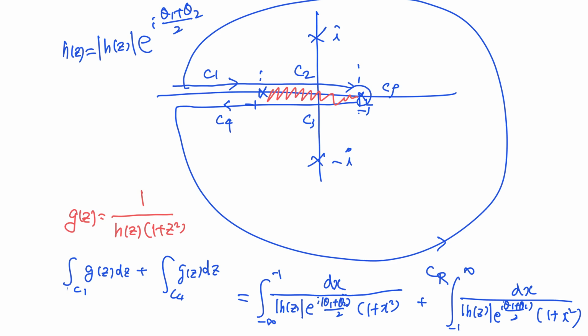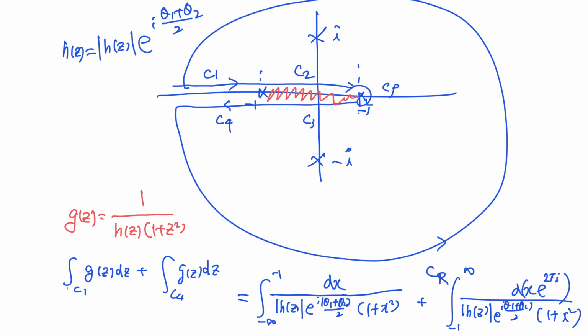And C1 is from minus infinity to minus 1 along this x-axis. So it's dx, and h(z) is exponential i theta 1 plus theta 2 over 2, over 1 plus x squared. And C4 is from minus 1 to infinity along this way. Actually, it must be like x times 2 pi i, right? That's the same as x, right? Because C4 is below the x-axis.